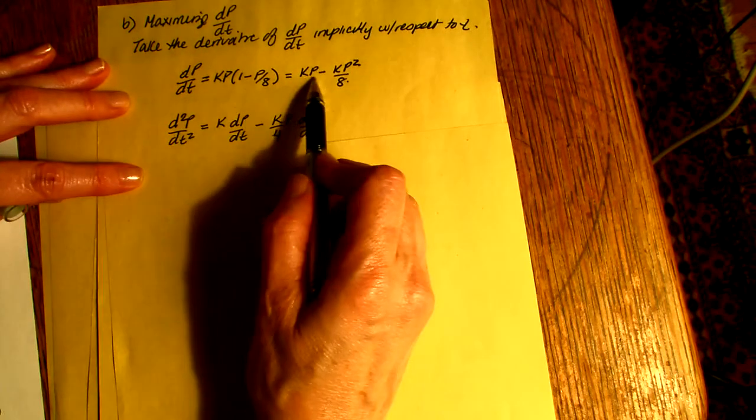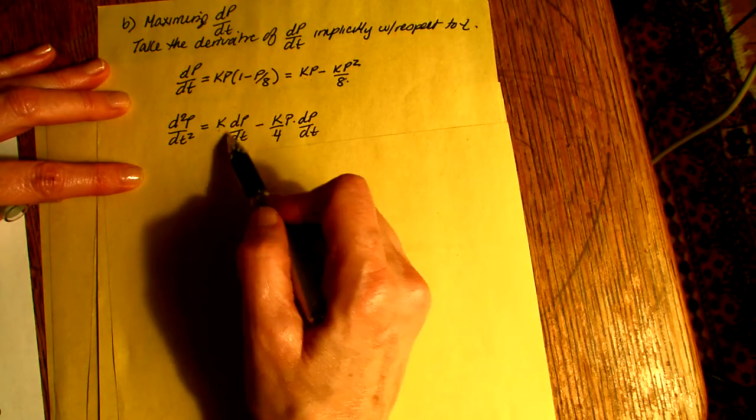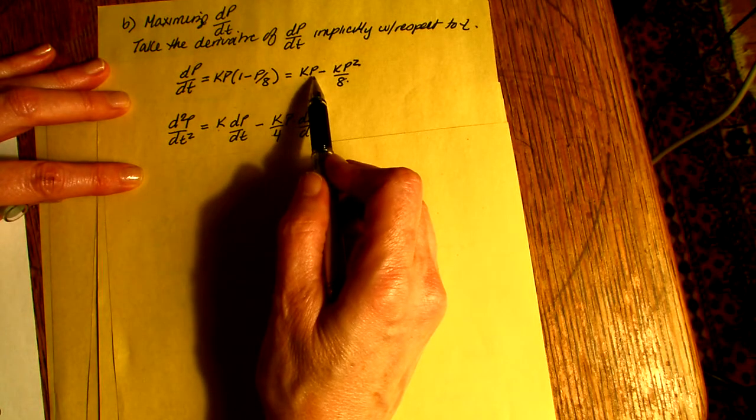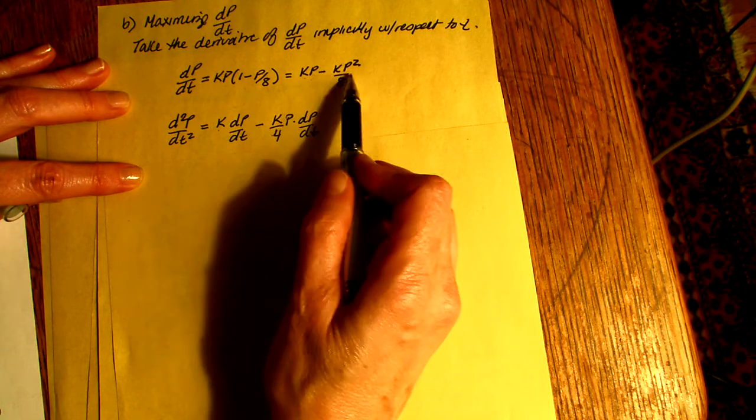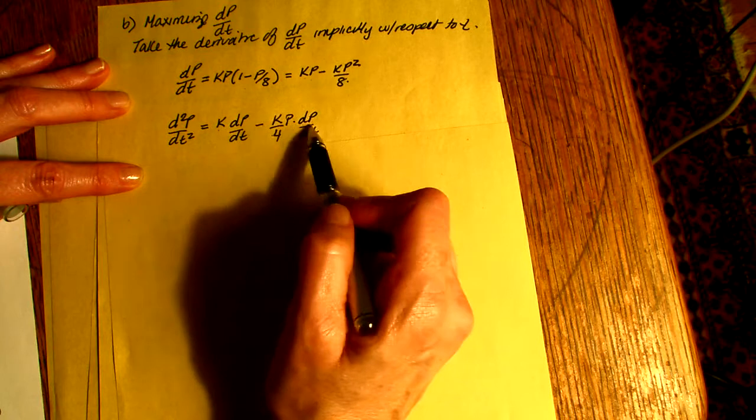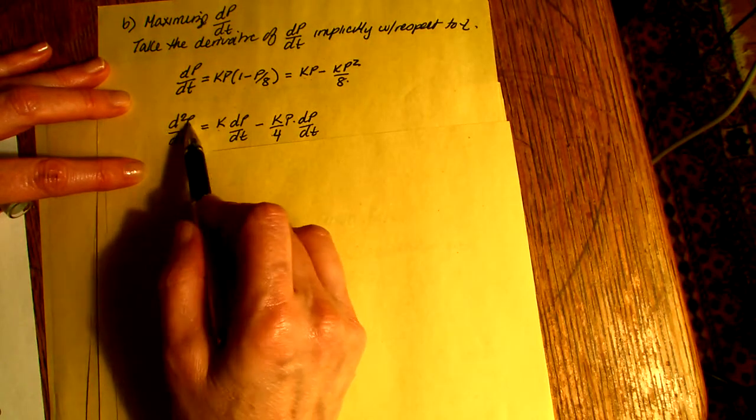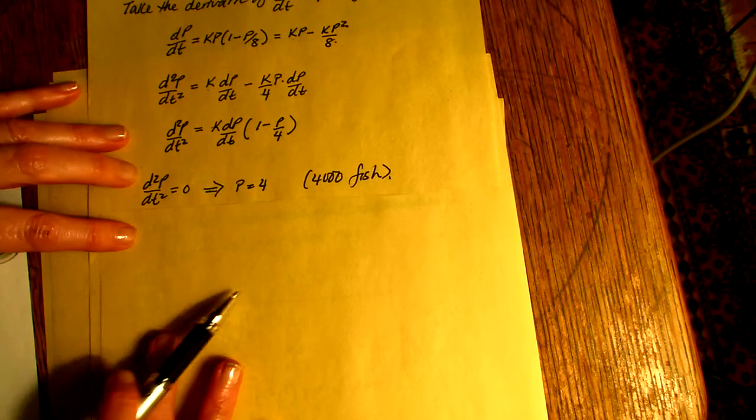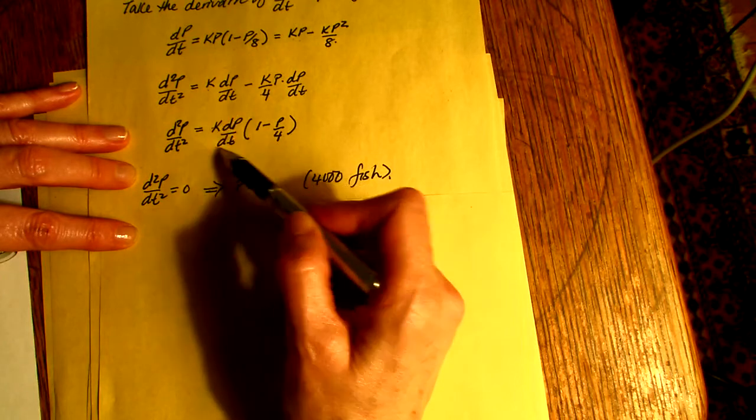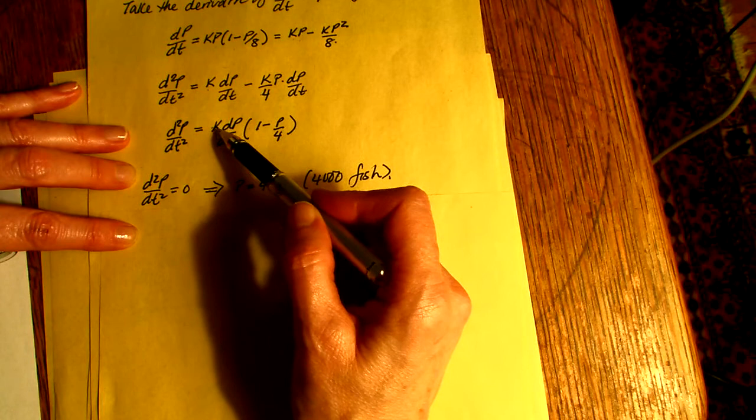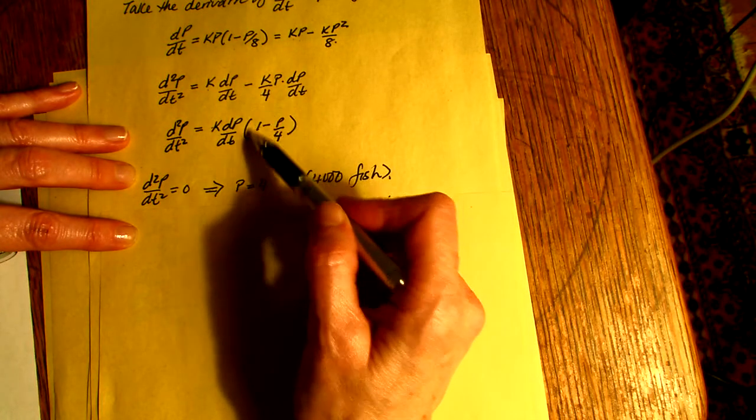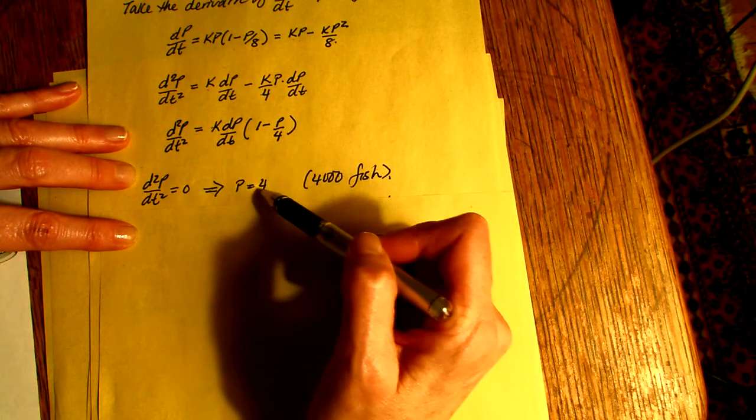When I take the derivative of that, I get K, but times dP/dt, because P is a function of time, and then minus 2K over 8, or K over 4, P, dP/dt. And so you're going to set this equal to 0 and solve for P. So first factor it, set it equal to 0, and find that this is always going to be positive because the rate of change of population is increasing. You're going to set this equal to 0 and find that P equals 4, or 4,000 fish.